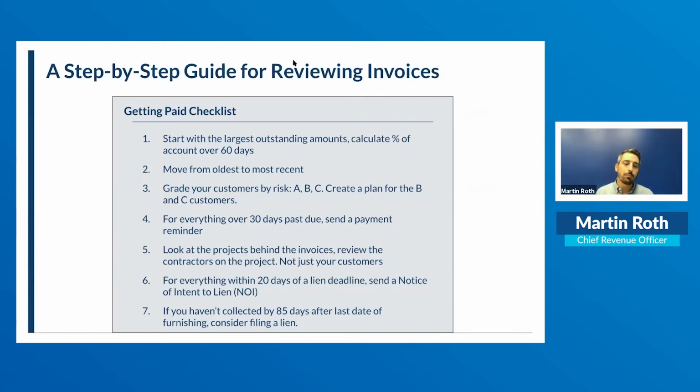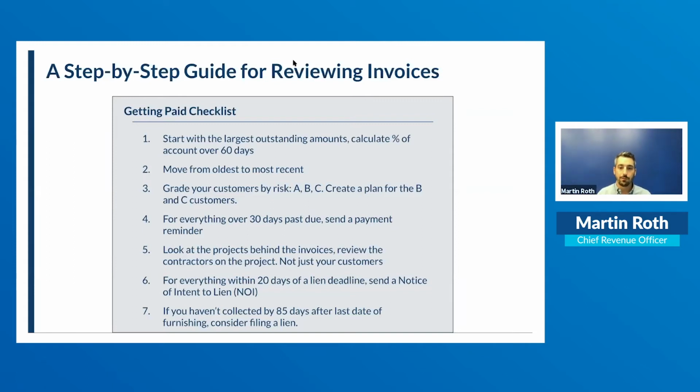Number 5, look at the project behind the invoices. Review the contractors on the project, not just your customer. Remember, slow payment above is usually what causes slow payment. Look at who else is on the project. Look at that general contractor. Look at that owner. Is there potentially risk on the project, especially if it's a significant sized invoice?